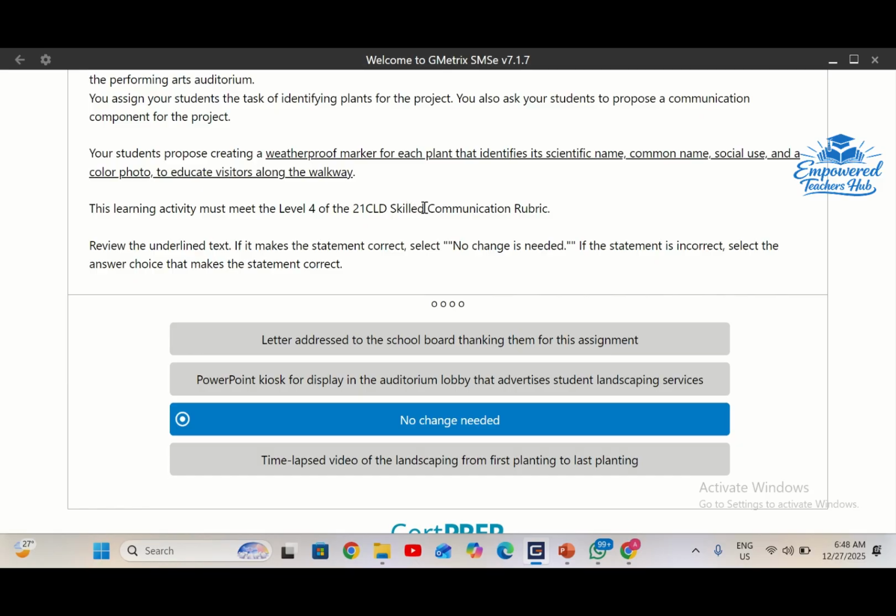explain clearly, to explain the complex idea in a clear way. So they address it towards a particular audience using a particular medium. So explaining complex ideas in a clear and effective way. Okay, so it meets the level 4 of the 21 CLD skilled communication rubric.